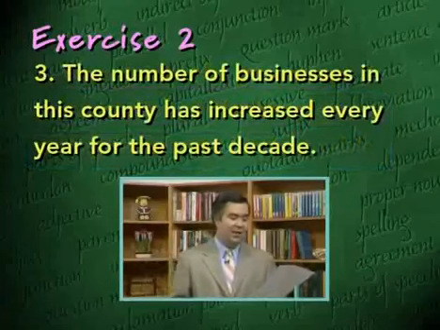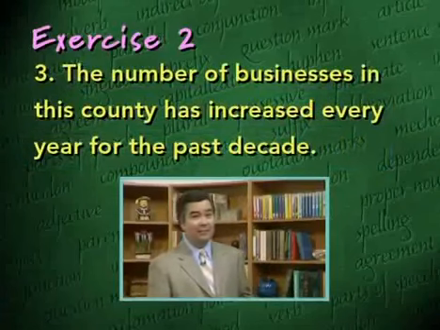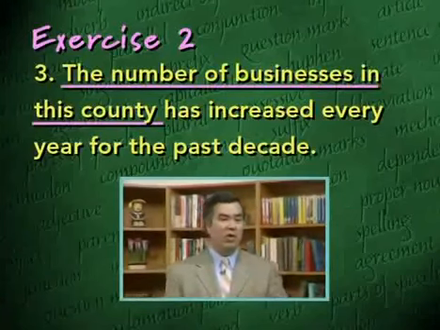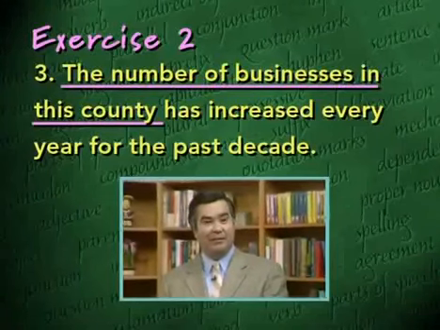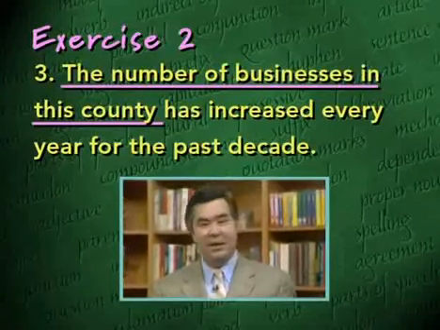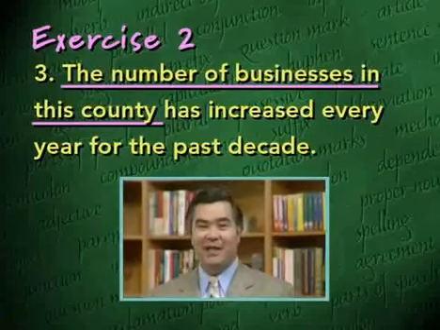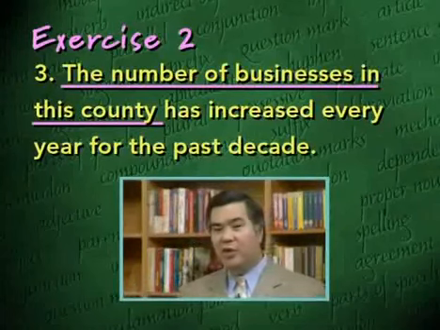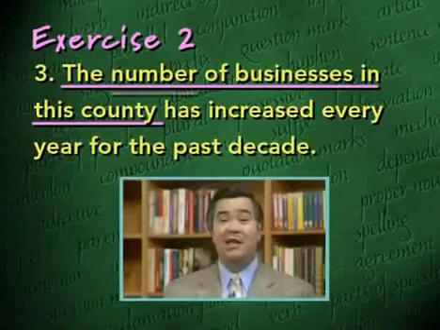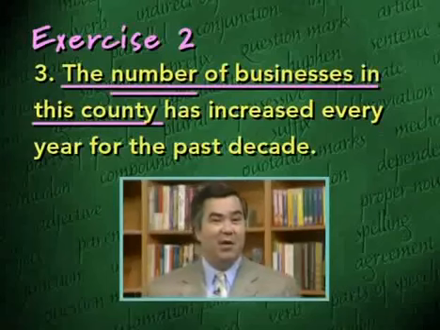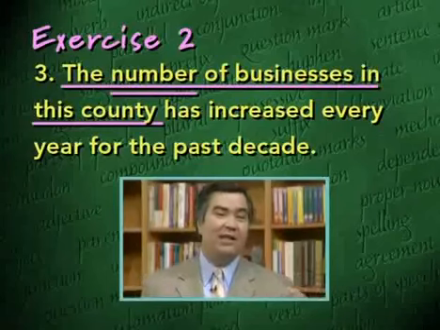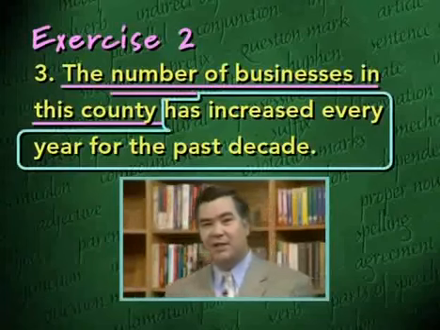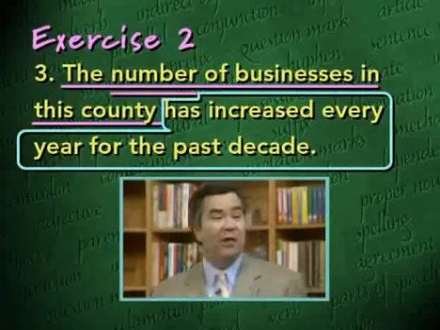The number of businesses in this county has increased every year for the past decade. The subject of this sentence is the number of businesses in this county. All of those words go to explain what the sentence is about. Now, picking the simple subject in this sentence isn't so easy. It's a little bit tricky in this case. Is the sentence about businesses or this county? No, it's really about number. The word number is actually the simple subject of this sentence. One way to tell for sure is that that word, that simple subject, is the word that is most directly connected to the predicate. Let's look at the predicate.